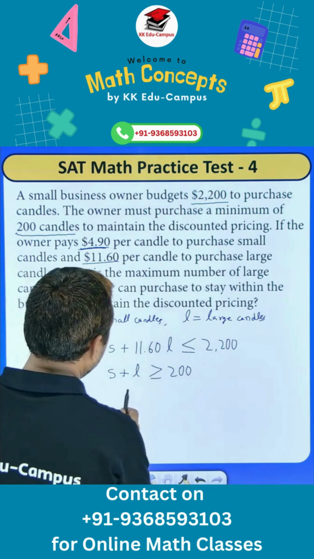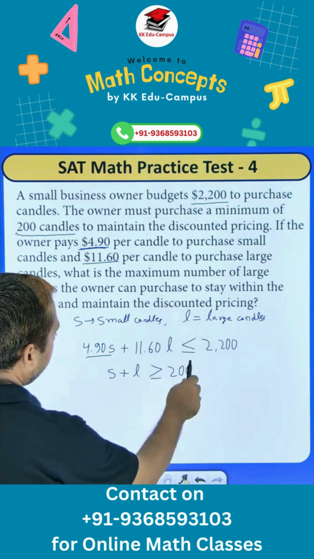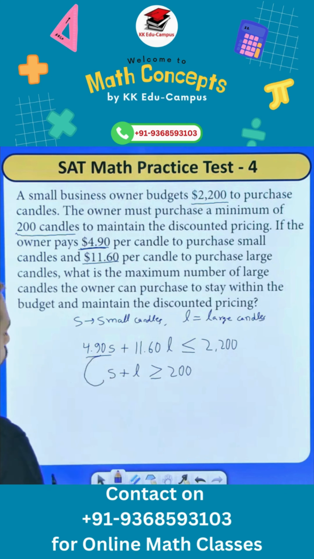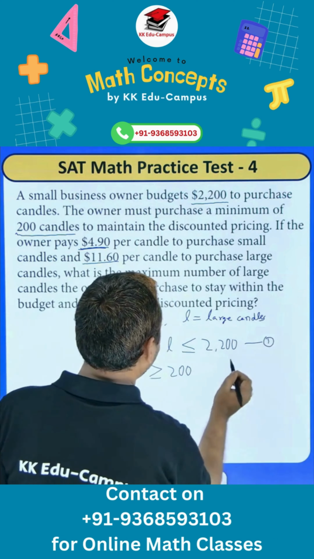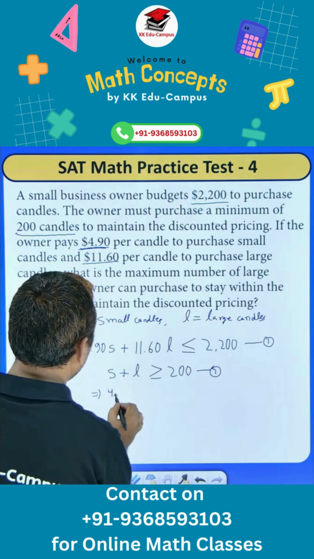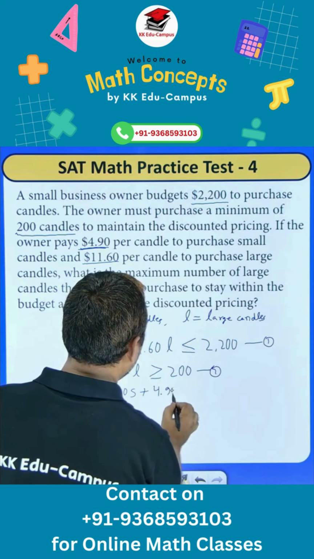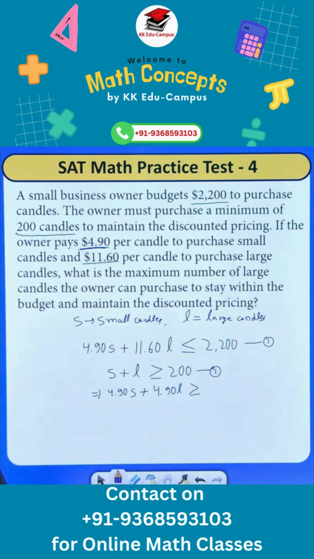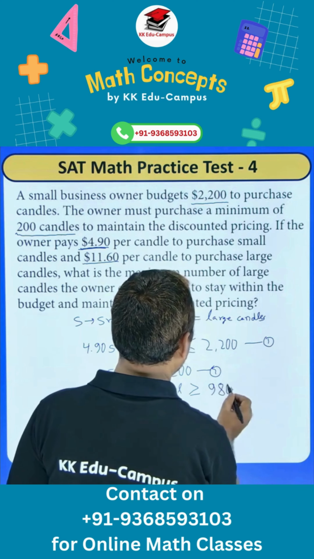So how can we do this? We can make the coefficient of the smaller candles equal. We need to multiply the second inequality by 4.9. The first inequality is the budget one, and the second is the minimum candles one, so we multiply both sides of the second by 4.9. You will get 4.90 S plus 4.90 L greater than or equal to 4.9 times 200, that is 9.8 times 100, which is 980.